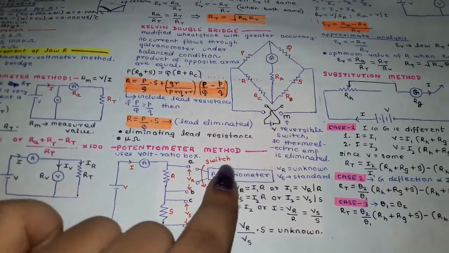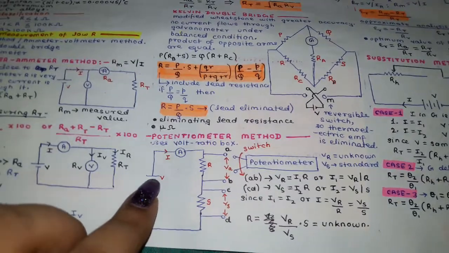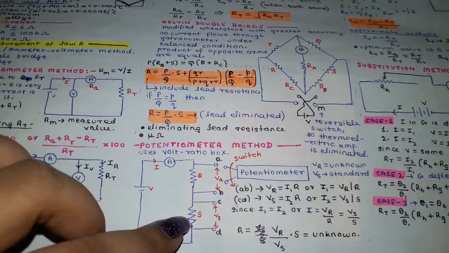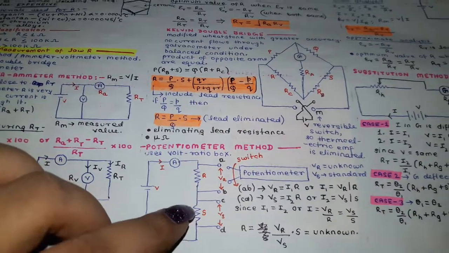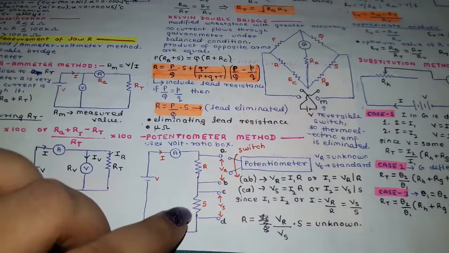Here you have your potentiometer. This is your circuit arrangement. We have a voltage source over here, we have our ammeter over here. This is your unknown resistance and this is your standard resistance. So what we are doing is finding out the unknown resistance with the help of a standard known resistance.